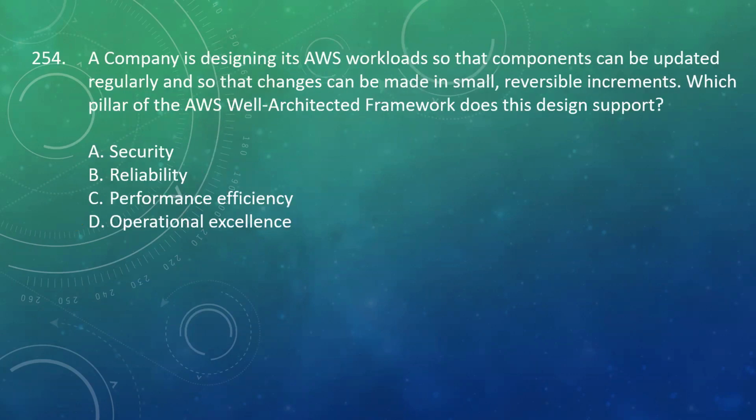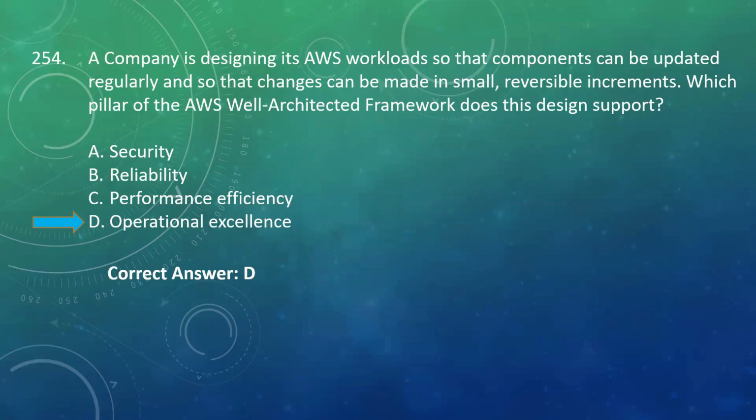A company is designing its AWS workload so that components can be updated regularly and so that changes can be made in small reversible increments. Which pillar of the AWS Well-Architected Framework does this design support? Your options are security, reliability, performance efficiency, operational excellence. Keywords to answer this question are regular, small, reversible changes, which aligns with the operational excellence pillar of the Well-Architected Framework.